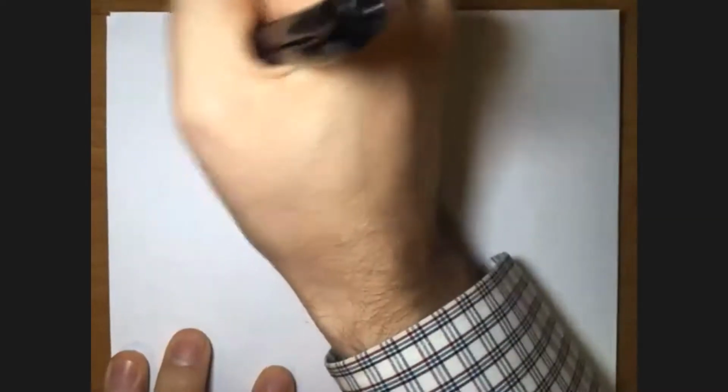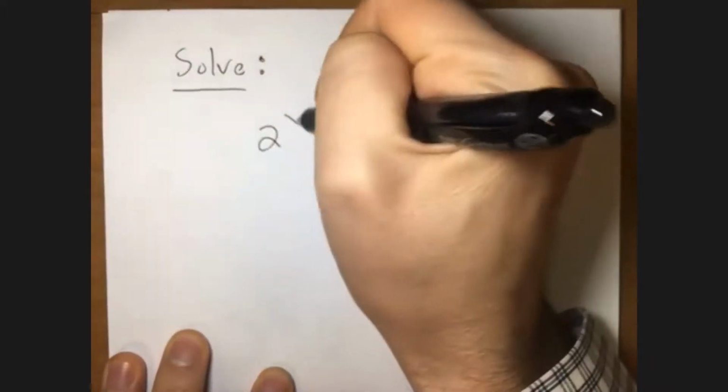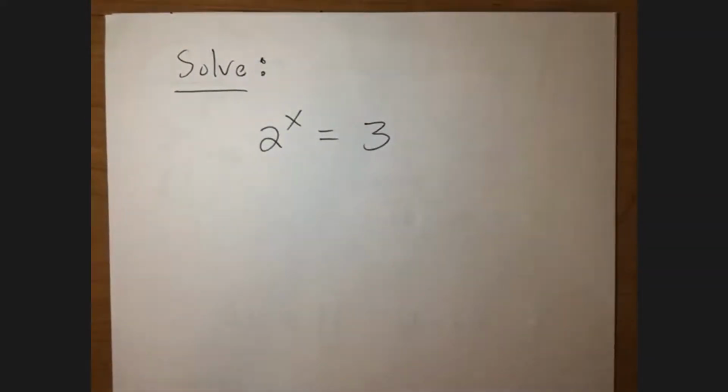So we have one thing left to do, and that is we're going to solve, if you remember the title of this section, logarithmic and exponential equations. So let's see if we can solve an exponential equation. 2 to the x equals 3.